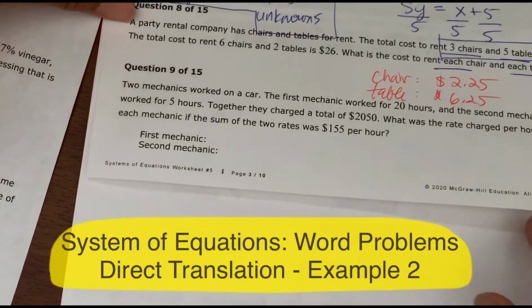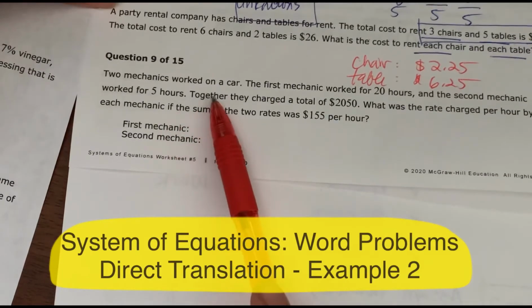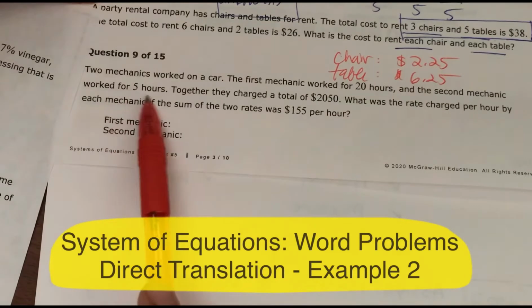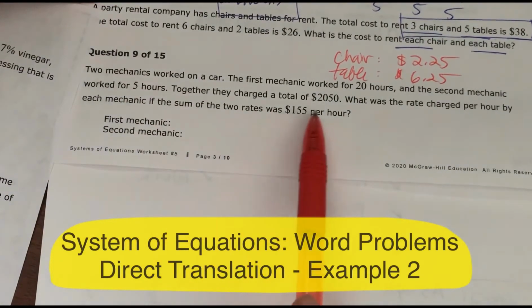Continuing on with word problems. Two mechanics worked on a car. The first mechanic worked for 20 hours and the second mechanic worked for 5 hours. Together, they charged a total of $2,050.